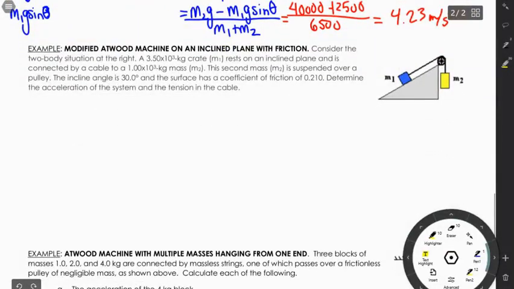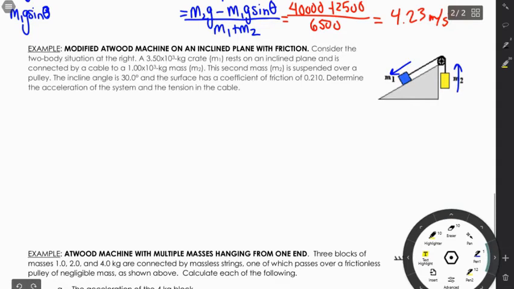Now let's see what happens when friction is involved. And I will tell you right now, this system wants to do this. One of the reasons is that the heavier block is now on the incline. So friction can oppose the force.